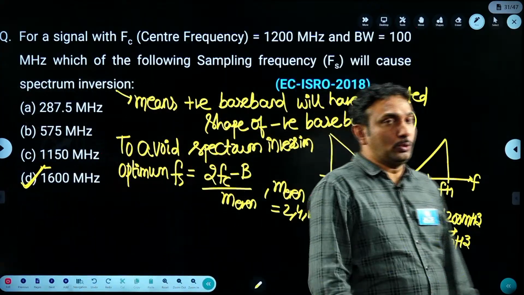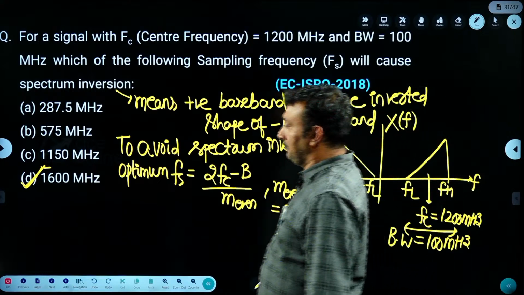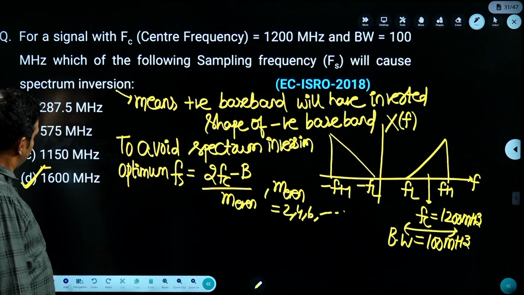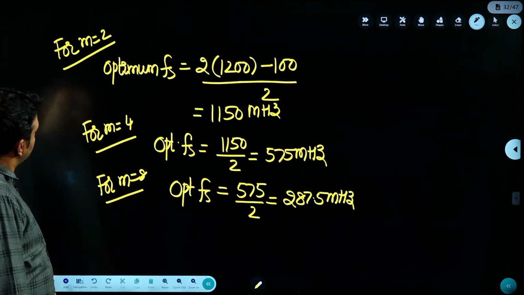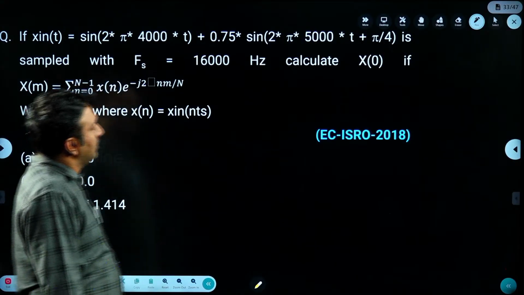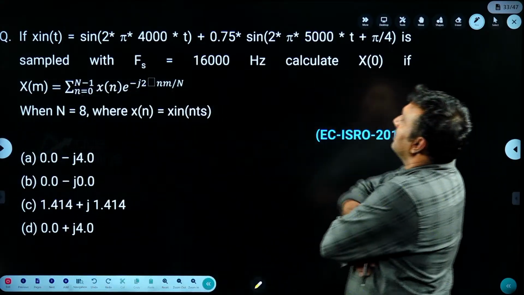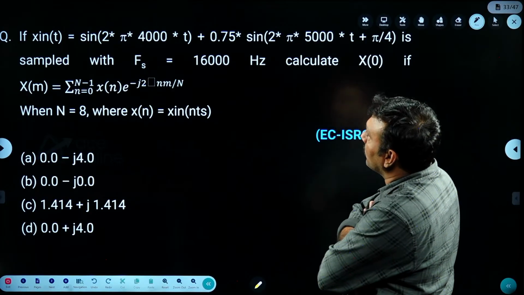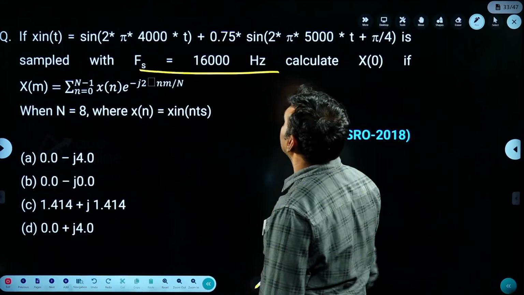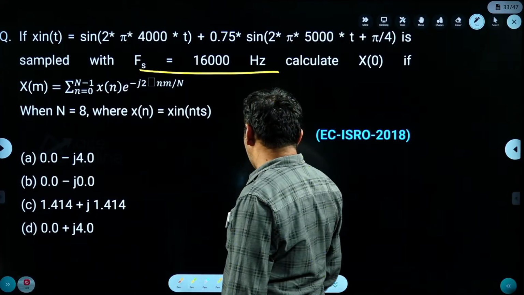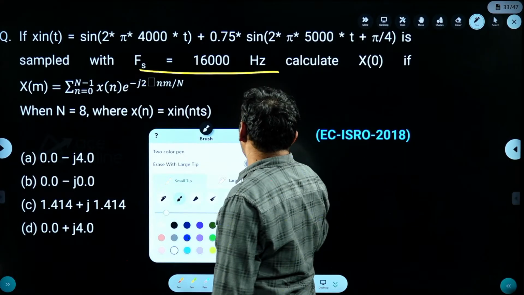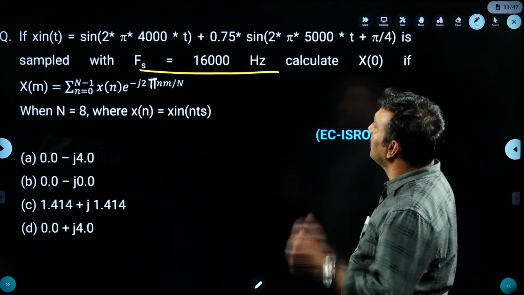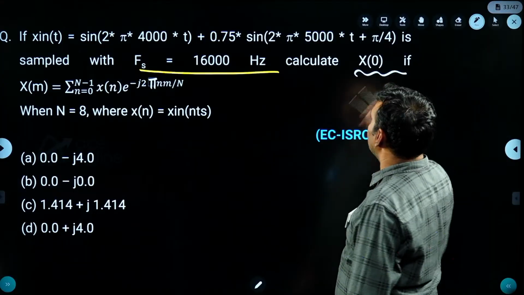This is a very good question. Let us see the next model. Some input signal is given, sin 2 pi into 4000 t plus 0.75 sin (2 pi 5000 t plus pi by 4). That is sampled. Later on, we want to take 8-point DFT from that. The DFT formula is also given. What is capital X0? That is the question.